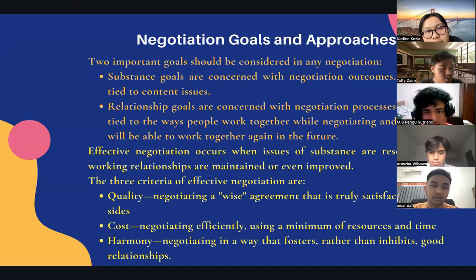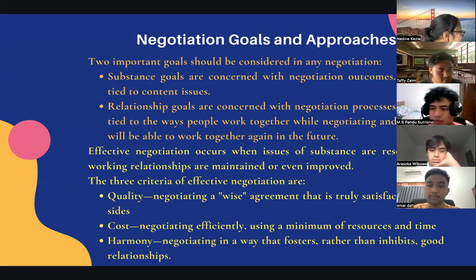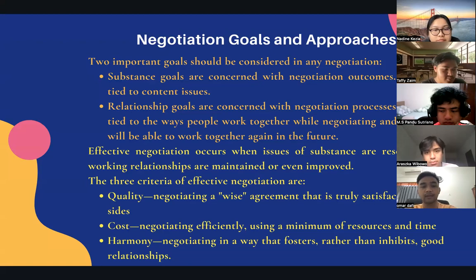Negotiation goals and approaches. Two important goals should be considered in any negotiation. The first one is substance goals, which are concerned with negotiation outcomes. They are tied to content issues. The second one is relationship goals, which are concerned with the negotiation process. They are tied to the ways people work together while negotiating and how they will be able to work together again in the future.